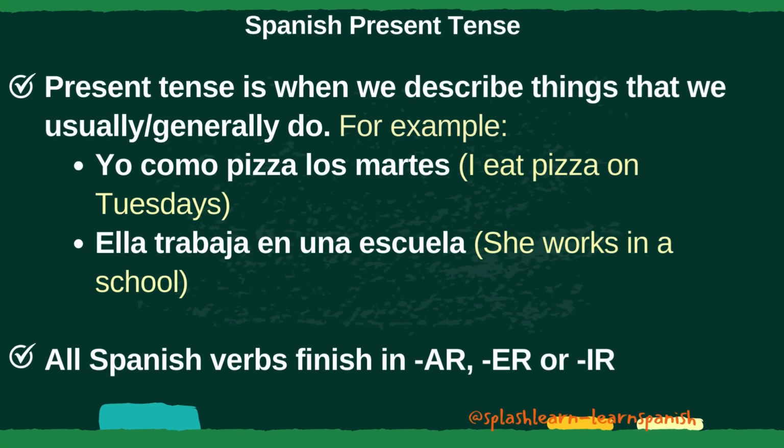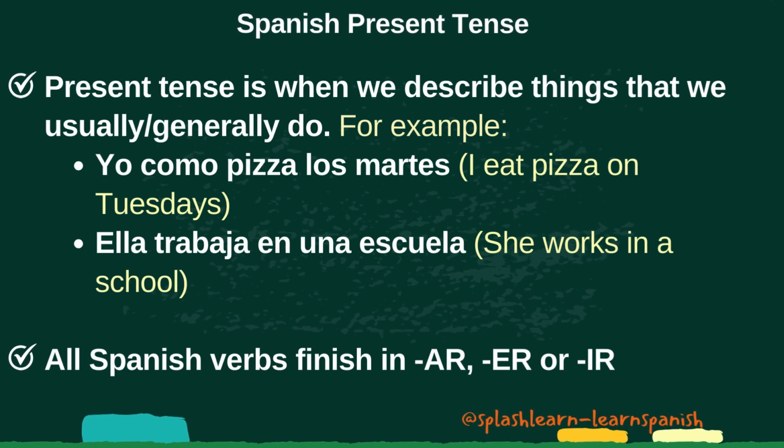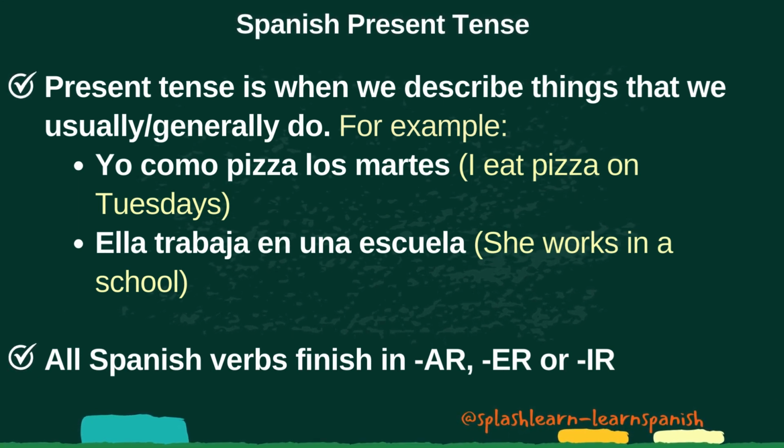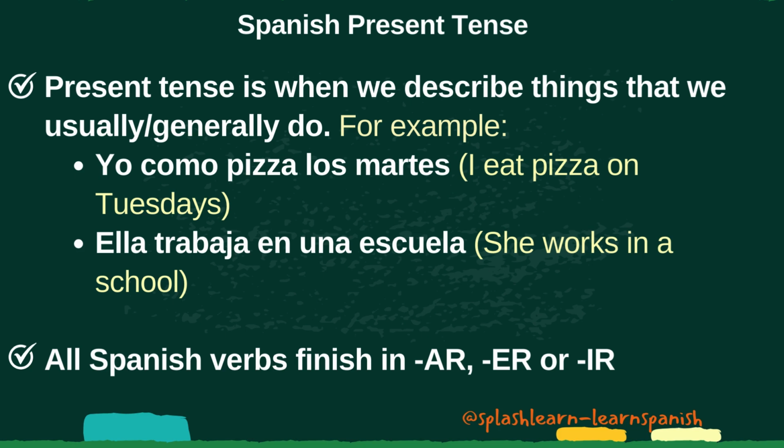The present tense in Spanish allows us to describe actions we do regularly. For example, yo como pizza los martes. I eat pizza on Tuesdays. Ella trabaja en una escuela. She works in a school.